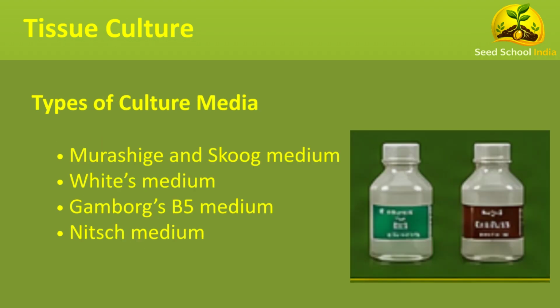Different types of media are used depending on plant species. The most popular one is the MS medium developed by Murashige and Skoog. Others include White's medium and Gamborg's medium. However, different plants may require different formulations depending on their nutritional needs.